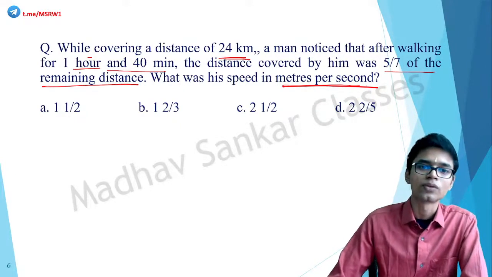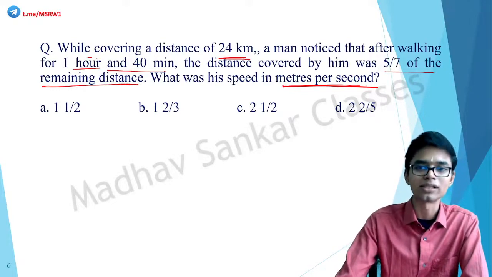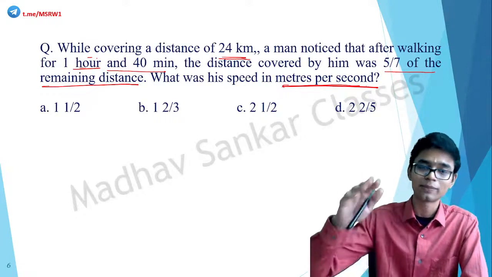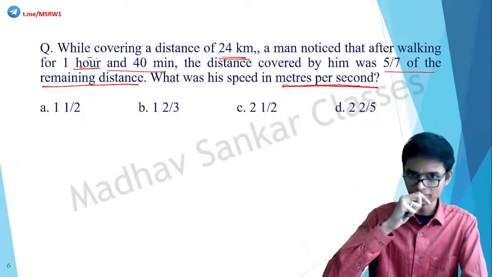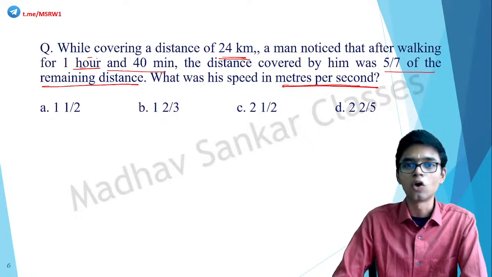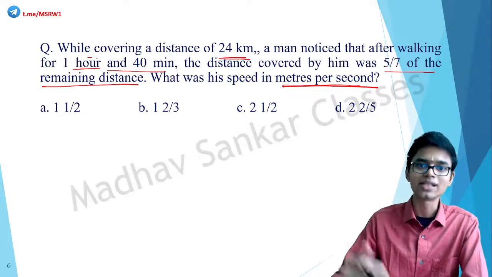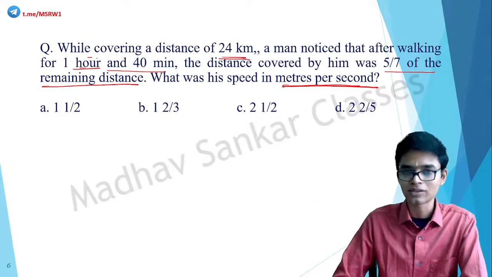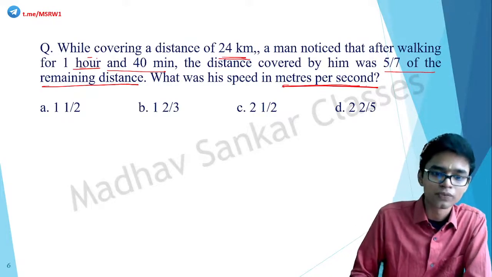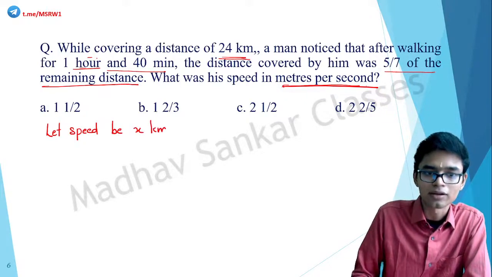All right, so while covering a distance of 24 kilometers, a man noticed that after walking 1 hour 40 minutes, the distance covered by him is 5 by 7 of the remaining distance, not the total distance. So we have to find how much distance this man has walked already and what is the remaining distance, etc. That is how we start. So let the speed be x kilometers per hour.